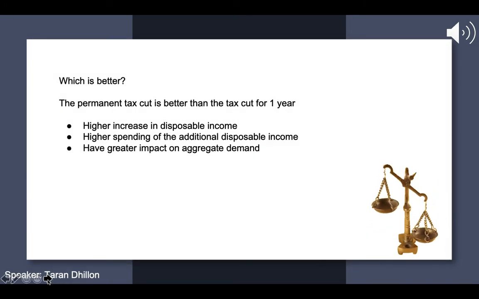To conclude, the permanent tax cut is much better than the tax cut for 1 year, since there is a higher increase in disposable income compared to the temporary tax cut, and that there is higher spending of consumers on the additional disposable income, as well as the permanent tax cut having a greater impact on the aggregate demand.